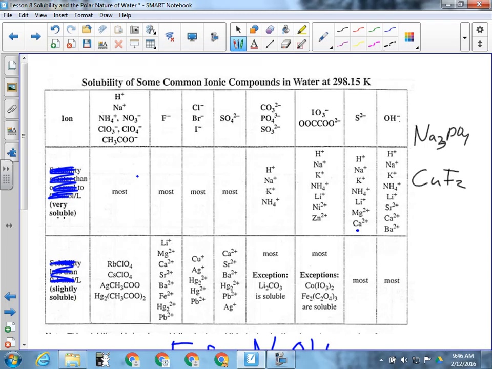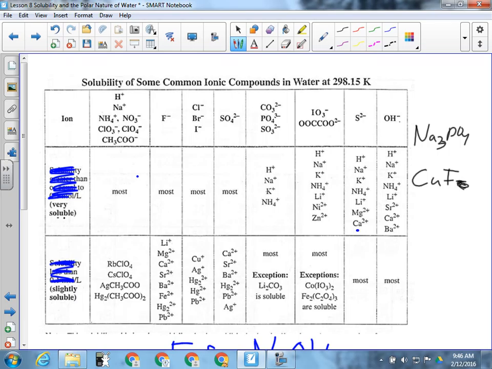Whereas if I had something like Cu, copper 1, I would look up iodine. It says it's soluble with most things, but not with copper when it has a 1+ charge. Does everybody follow there? Okay, ringing a bell? All right.